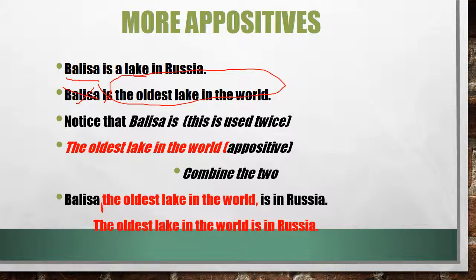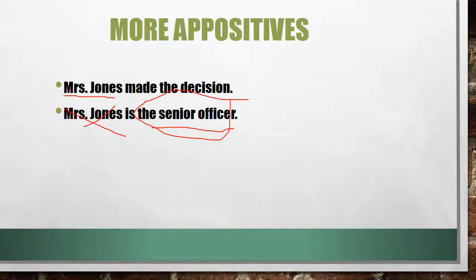All right, here is another example. Mrs. Jones made the decision. Mrs. Jones is the senior officer. Well, of course, we notice here that Mrs. Jones is mentioned twice. We don't want to mention her name again. And we're looking for an appositive. So the subject of the sentence is Mrs. Jones. Well, what is told to you in the second sentence that gives you extra information, or is the appositive? Well, who is she? She is the senior officer.